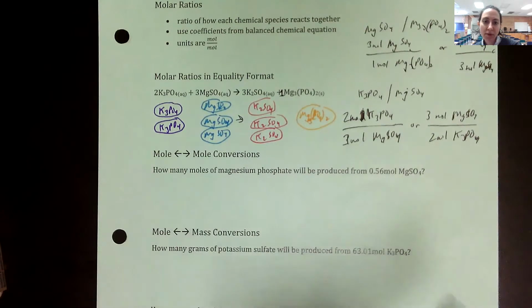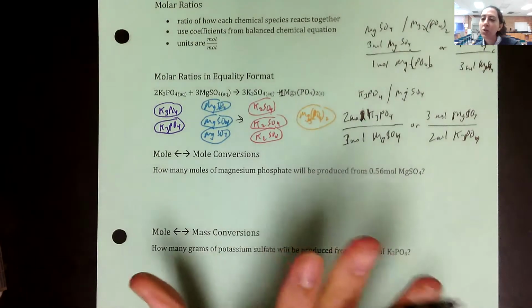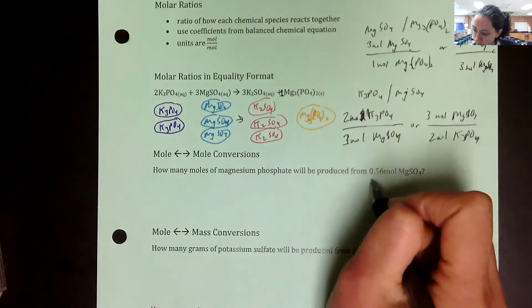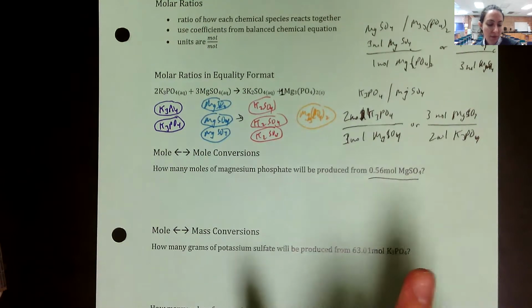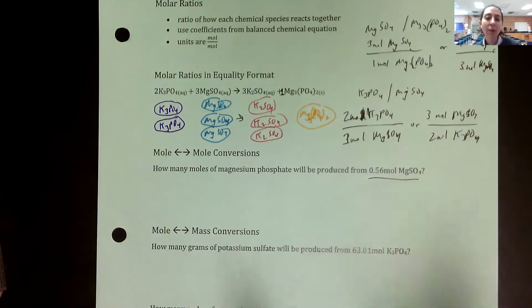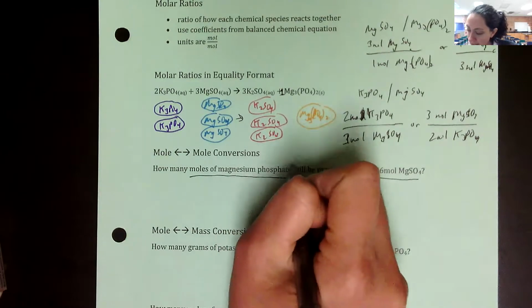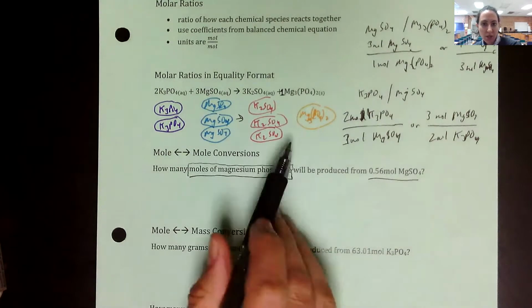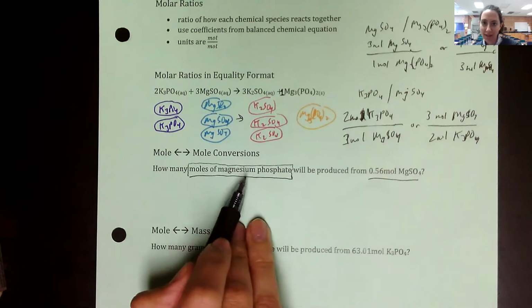How many moles of magnesium phosphate would be produced from 0.56 moles of magnesium sulfate? When I look at a problem like this, the first thing I always do is underline the information that's given to me in the problem. In this case, moles of magnesium sulfate is what's given to us. And I also box what I'm looking for. It looks like I am looking for moles of magnesium phosphate. So we are starting with moles of magnesium sulfate and we want moles of magnesium phosphate.